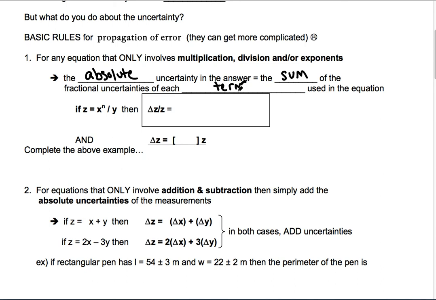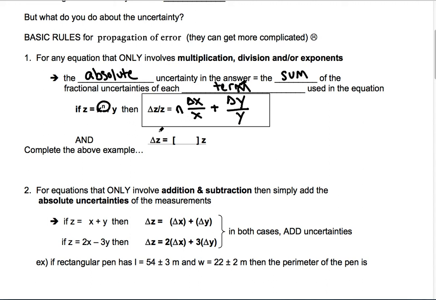So let's say we had the equation z equals x to the nth divided by y. If I wanted to figure out the fractional uncertainty in my z, then what I would do is sum the fractional uncertainties of each term. So there's going to be a fractional uncertainty in my x, and I'm going to add it to my fractional uncertainty in my y. The only thing that we also have to take into account is that x is to the nth power, so we'll multiply that term by whatever that value n is. And that would be it.